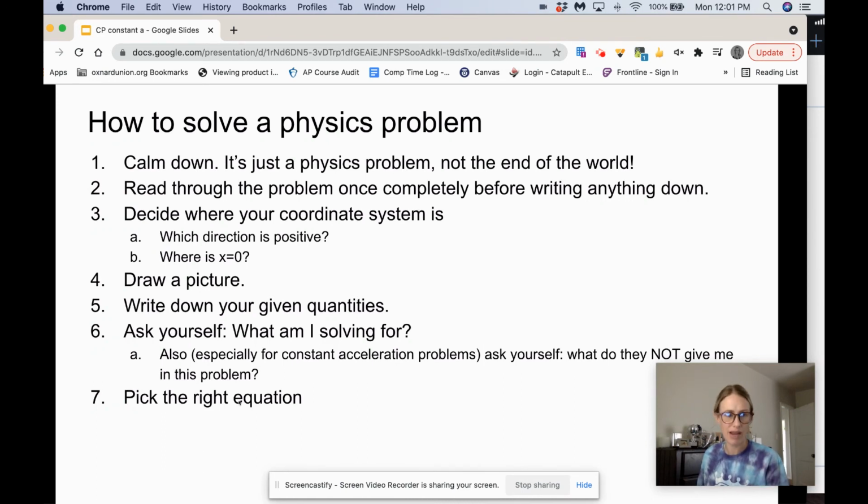So you want to pick the right equation and you want to write it down on your paper in variable form. So don't just plug in your numbers, write the actual equation down. And then you want to solve that equation for your unknown variable.